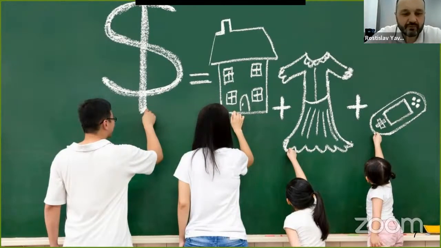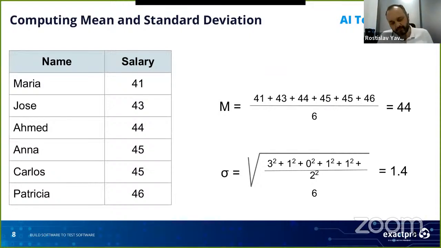Okay, so let's see the following example. Assume you are a team leader or a business owner, and you have some team members. They are listed on the left: Maria, Jose, Ahmed, Anna, Carlos, Patricia, and this table is about salary. Don't care which currency it is. You see some people earn 41, some have 44, 46, and again, it's quite difficult to remember all these numbers. So you ask your analyst to compute the mean value and the standard deviation.